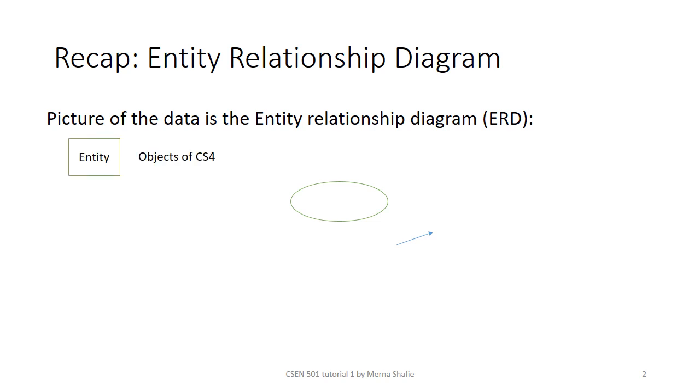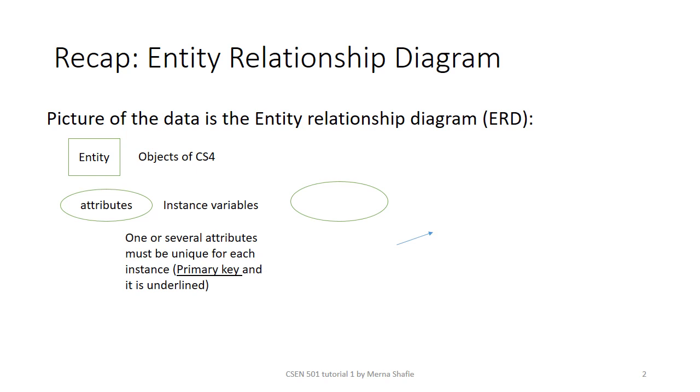We have seen what an entity is, which was an object, like the object of CS4. So we get the abstract objects out of the problem and we define them as entities drawn in a rectangle. Next, we had the attributes, which were the instance variables that each entity has. So if we have, for example, the entity student, we would have attributes like the instance variables in CS4, which describe every entity.